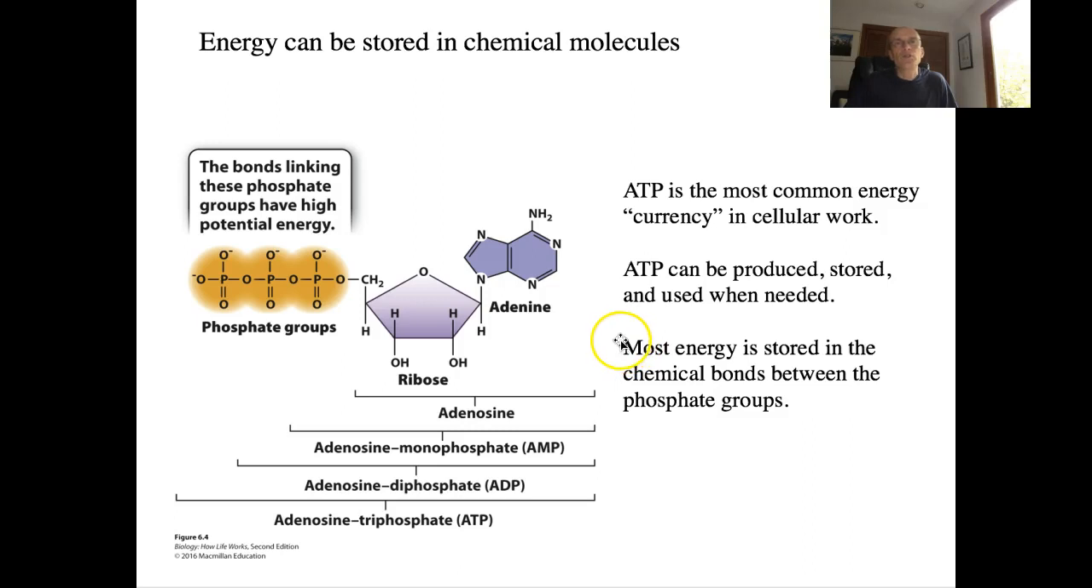And most energy is stored in the chemical bonds between the phosphate groups. So this is where this energy is stored. And you can liberate some energy just by picking off one phosphate group or two phosphate groups or all three. Very frequently what happens is that only this phosphate group is picked off, the energy is used, and then ADP, adenosine diphosphate, is left over, and is then recharged by adding another phosphate group later on.